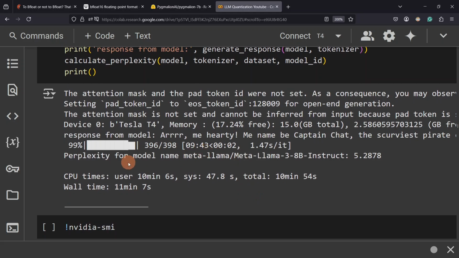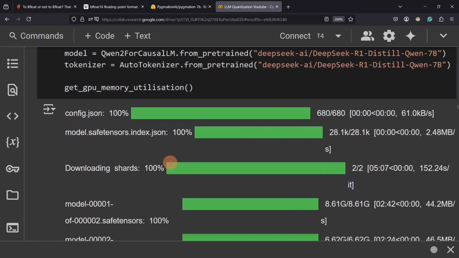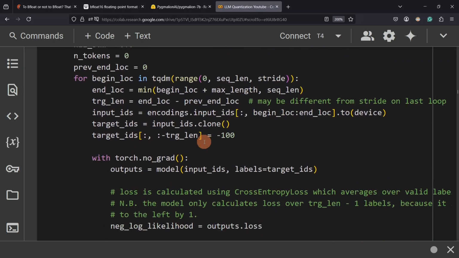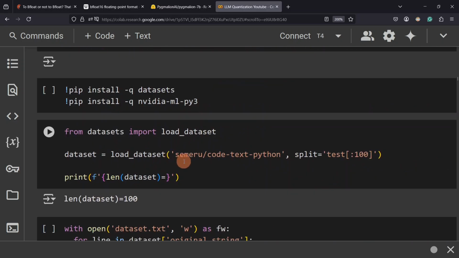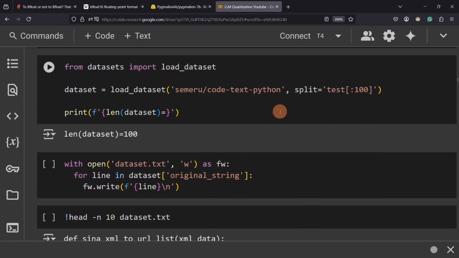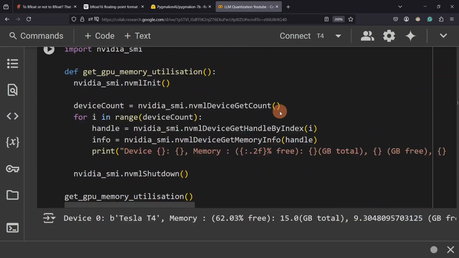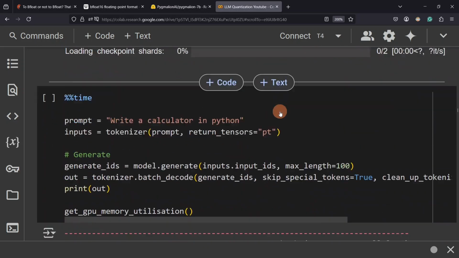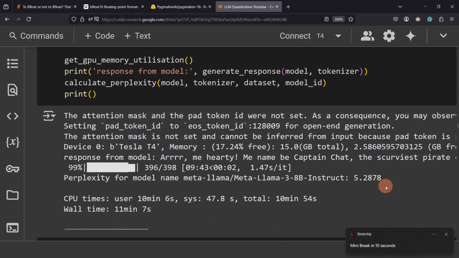Testing for perplexity of the model, I am getting a perplexity of 5.2, and a total of 10 minutes was taken for around 398 questions. So this is my calculate perplexity function. For this I had taken 100 lines from this code text Python dataset. Using that, if we calculate the perplexity, it's coming up as 5.28.